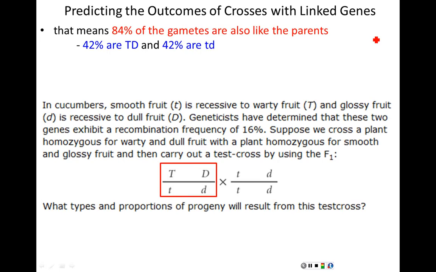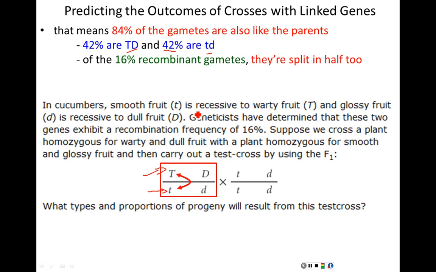So 42% of those offspring are going to get the top non-recombinant gamete, which carries linked, warty, and dull. 42% are going to get that chromosome. But the other 42% of the time, the offspring got the other non-recombinant chromosome, which carried with it smooth and glossy. So the other 42% are going to be smooth and glossy. But those are non-recombinant because they look like each parent.